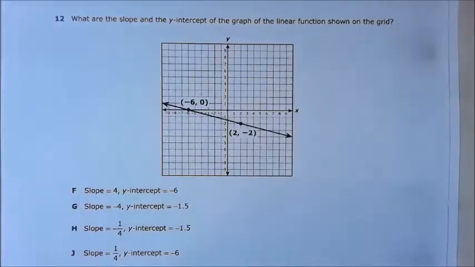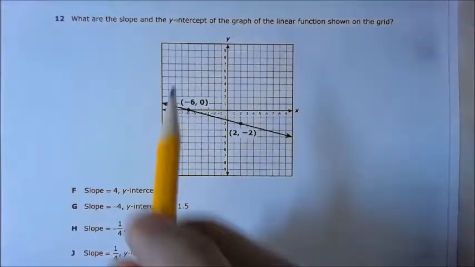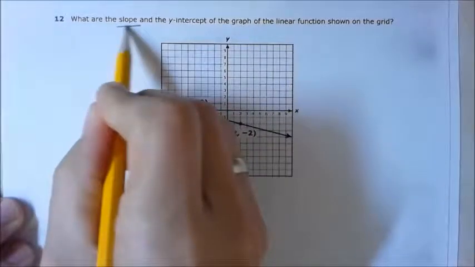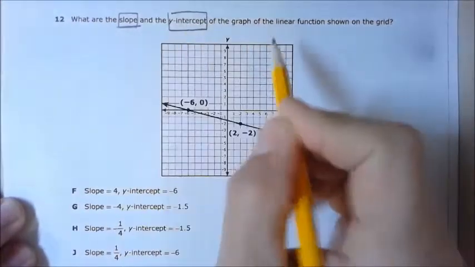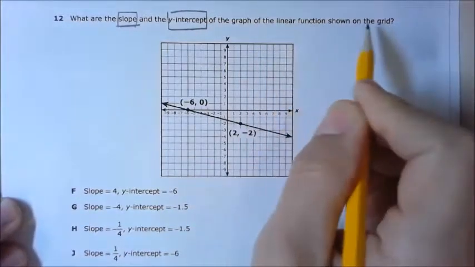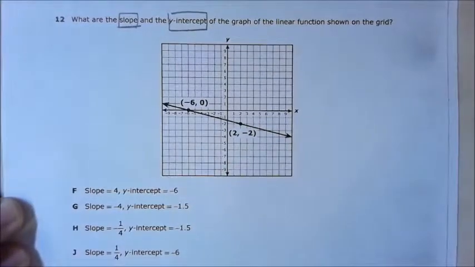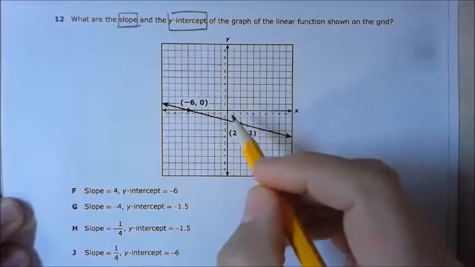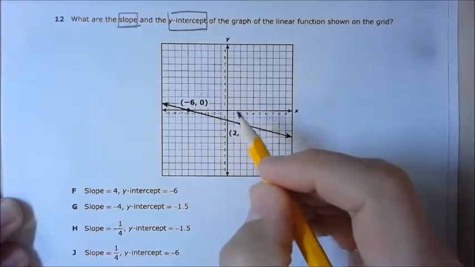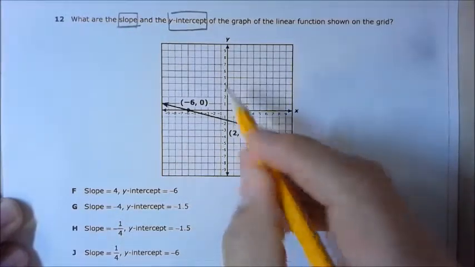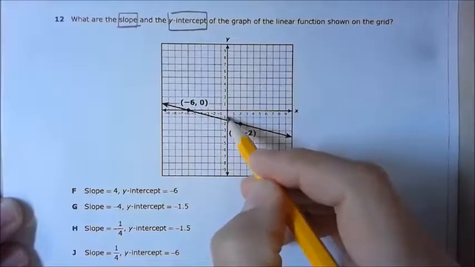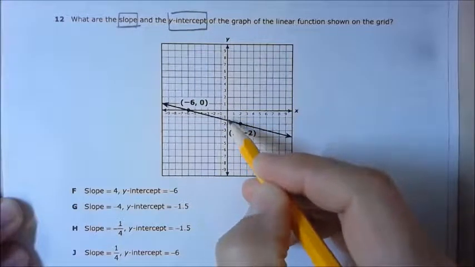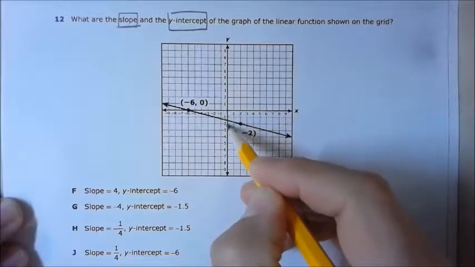Final question is question number 9. It says, what are the slope, let's box that, and the y-intercept of the graph of the linear function shown on the grid? Okay, well, we know how to find slope and we know how to find y-intercept. So let's find the y-intercept first. I think that's the easiest thing to do. So that's where it intersects the y-axis, which is right here. So let's count down. It looks like 1. That's 2.